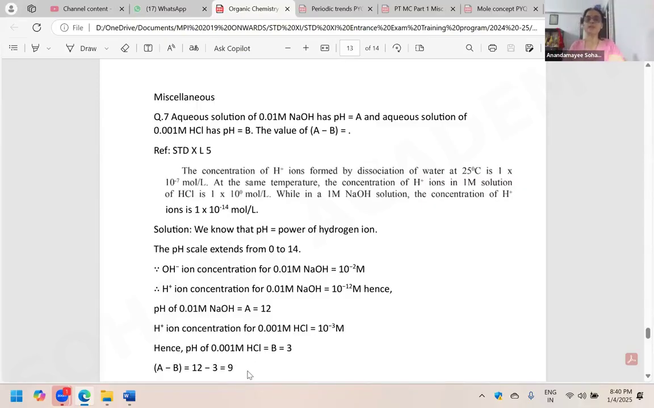Those who have very clearly understood the concept of pH and pOH. What is 1 molar NaOH चा pH आणि 1 molar HCl चा pH आणि pOH. Because pH to pOH goes from 0 to 14. Yes, Tanmay?